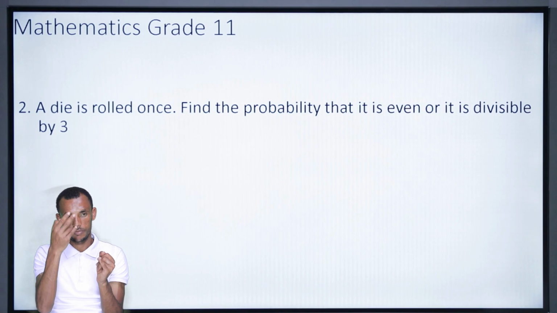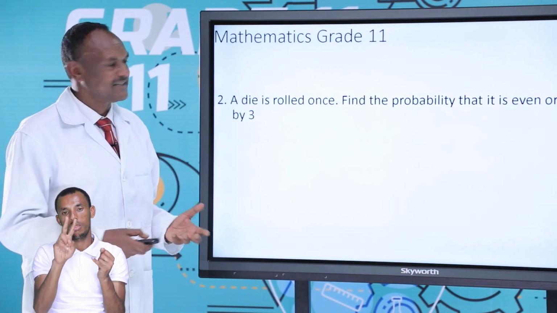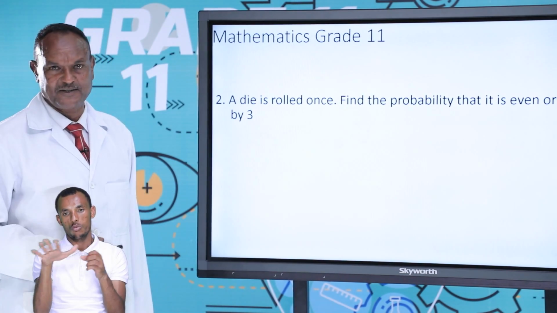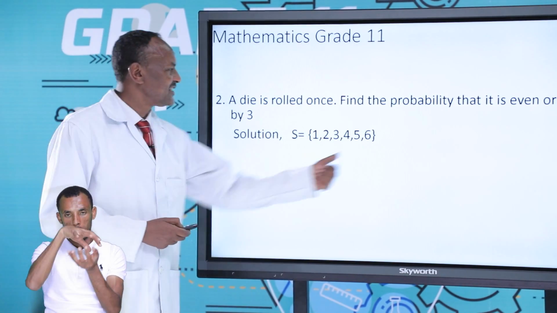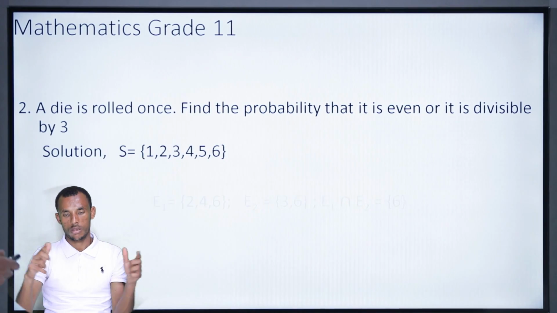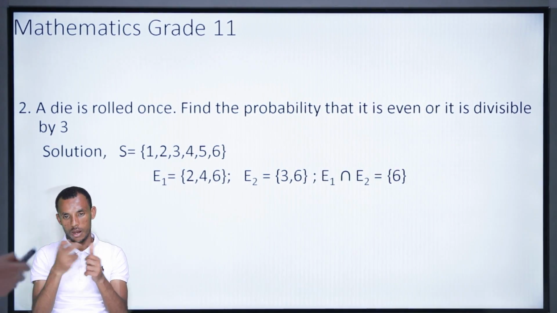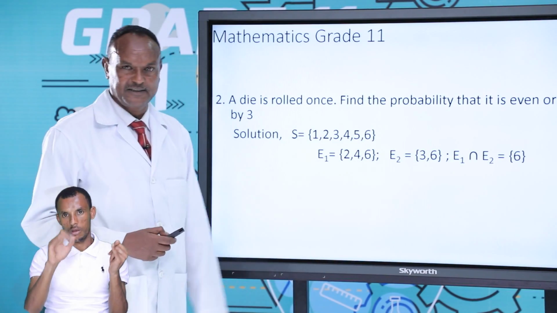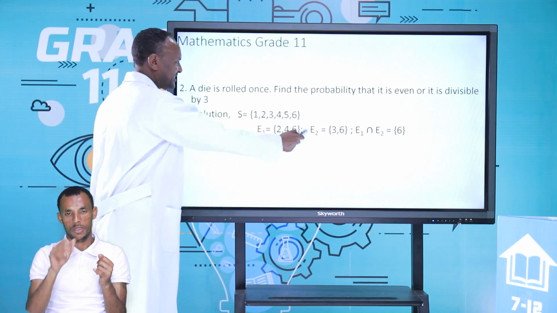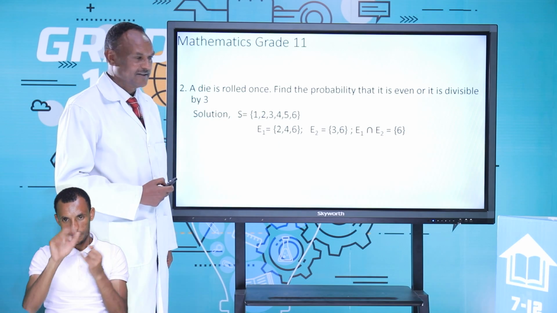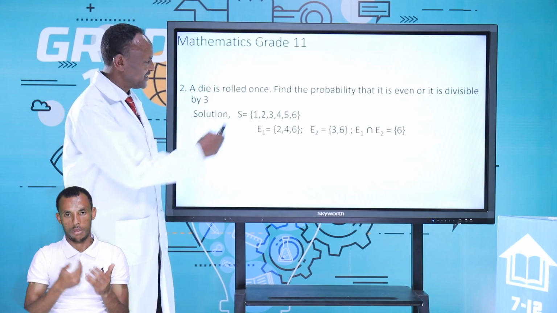It is even or divisible by 3. So we have 2 events here. The sample space is the total possible outcomes of your experiment, your activity, that is throwing a die. When you are throwing a die, I have 6 possible outcomes. Then let us see the events. Event 1, getting an even number, which is a multiple of 2: 2, 4, 6. Event 2, it is divisible by 3. So 3 and 6 are numbers which are divisible by 3. But event 1 and event 2 have a common element, which is number 6.